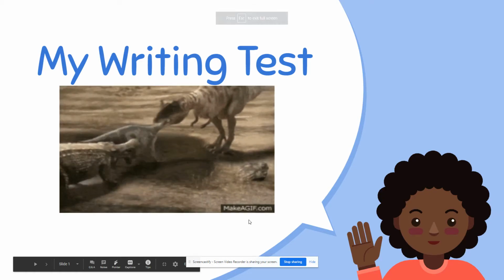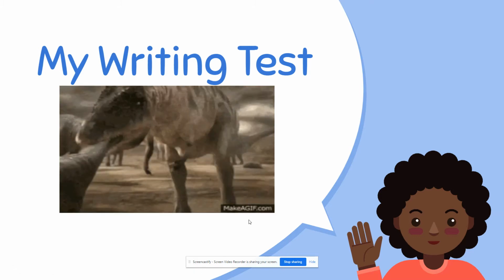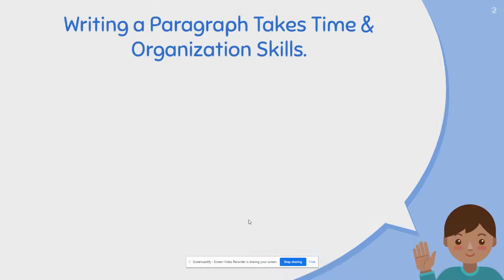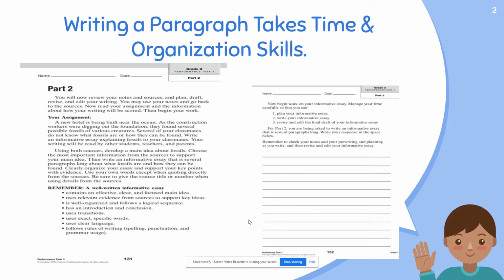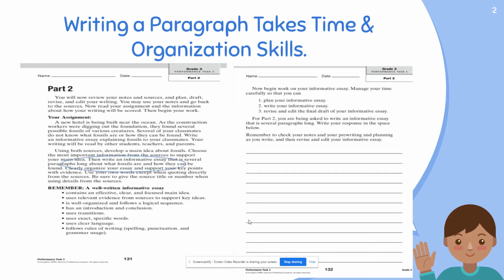This week and the following week, we'll be working on our writing test. Today, we're going to review as we are going to be writing a paragraph, and it takes time. You'll see the beginning of part 2 of your test look like this, and it's going to ask you in part 2 to write an informative essay. You will be writing one paragraph is what we're going to focus on, and you're focusing on what fossils are and how can they be found.